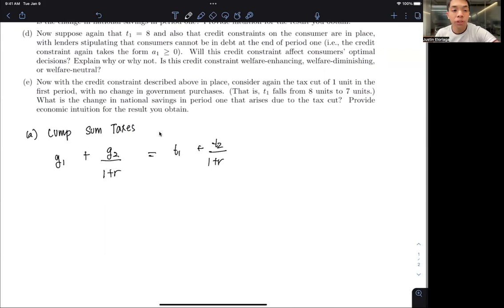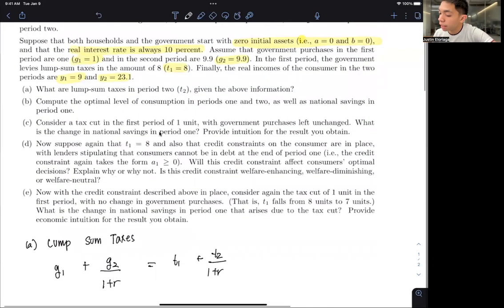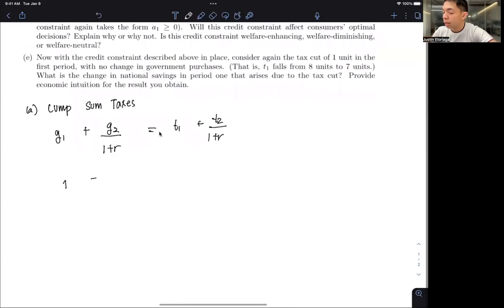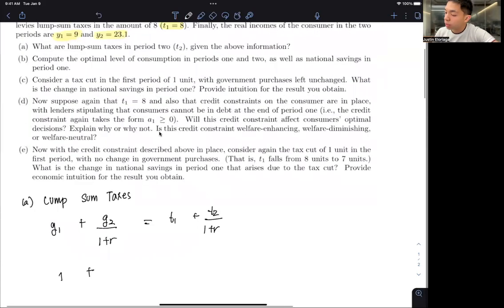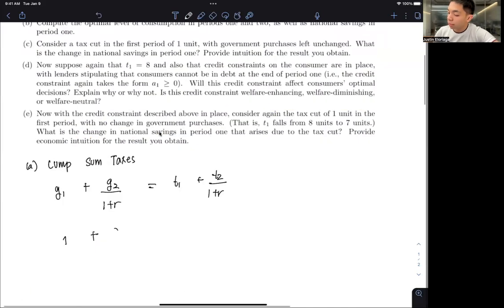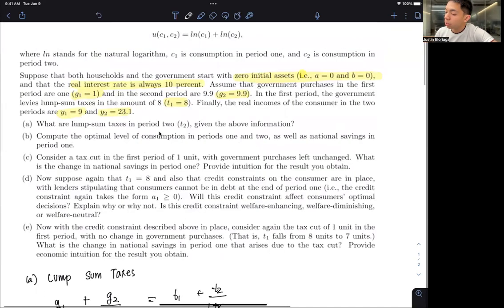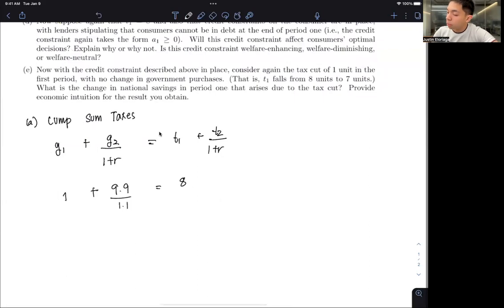What we have here now is G1, which in this case is equal to 1, and G2, which in this case is 9.9. The real interest rate is always 10%, so 1 plus R is 1.1. And T1 is equal to 8, so this is 8 plus T2. We don't know T2, but clearly we have 1 plus 9.9 divided by 1.1, which is just 9, and then 8 plus T2 over 1.1.